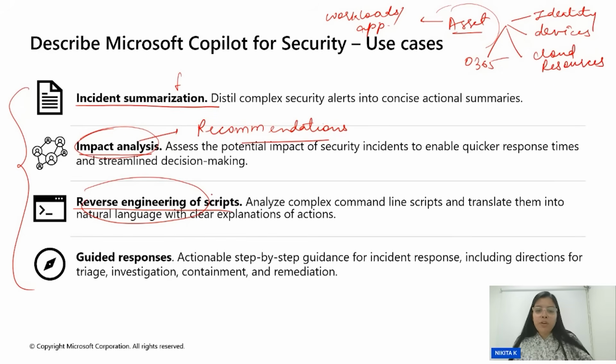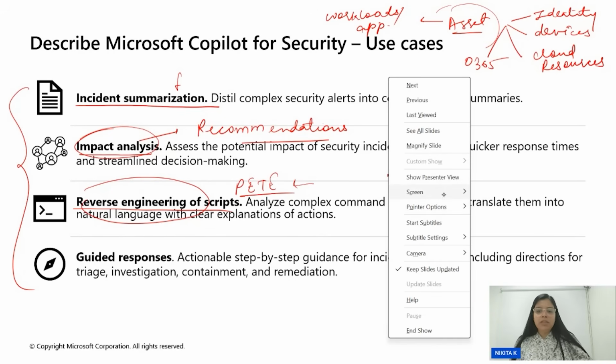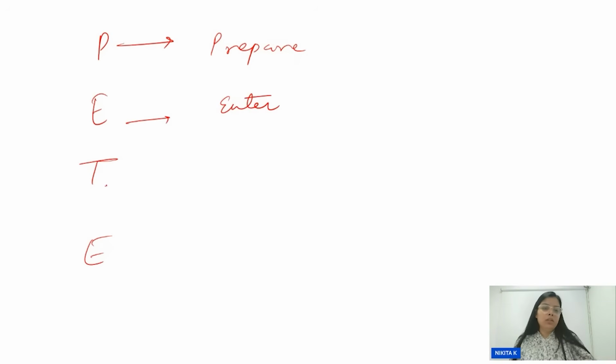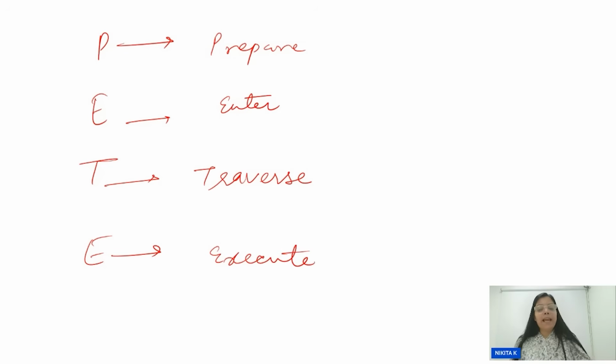For this, we follow PETE. PETE is an attack model that describes how an attack happens on any asset. PETE stands for prepare, enter, traverse, execute. P stands for prepare, E for enter, T for traverse, and E for execute.